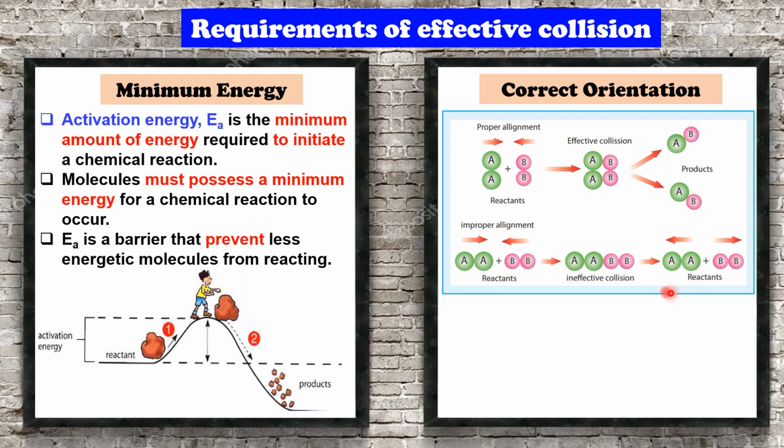Okay, so remember, there are two requirements for an effective collision to occur. First, molecules must possess minimum kinetic energy, which refers to the activation energy, to start the reaction. And second, the molecules must collide together. However, they must collide in a correct orientation like this in order to form the product.